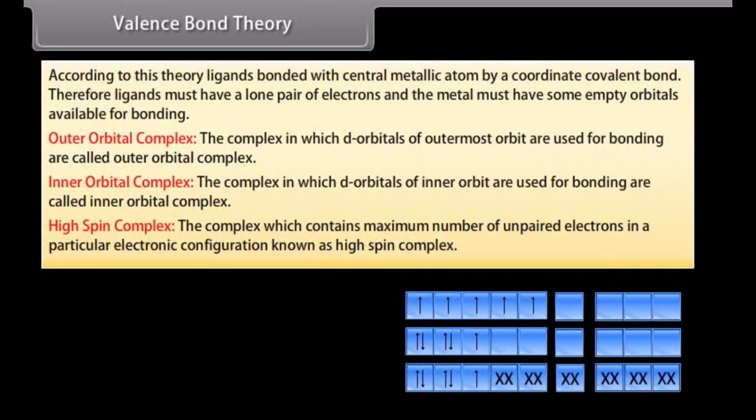The complex which contains maximum number of unpaired electrons in a particular electronic configuration is known as high spin complex. Limitations of valence bond theory. The main limitations of valence bond theory are the following.